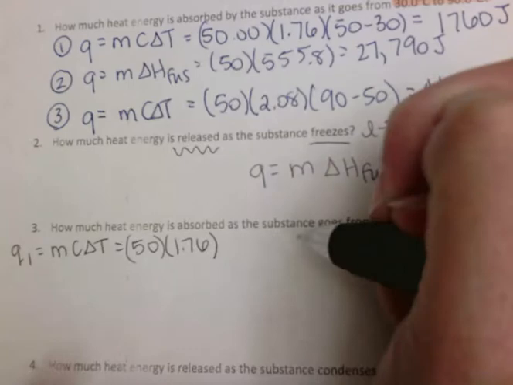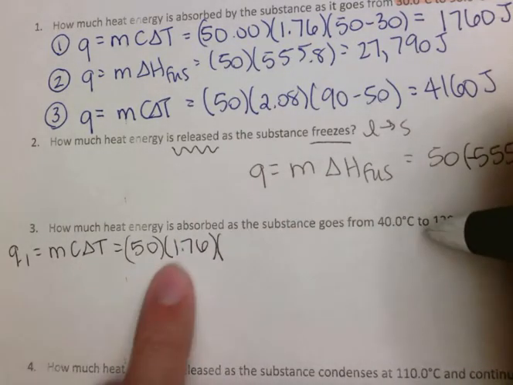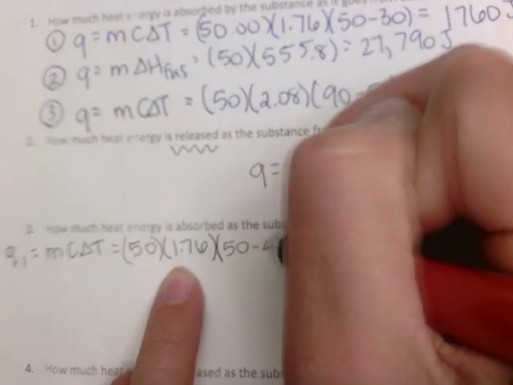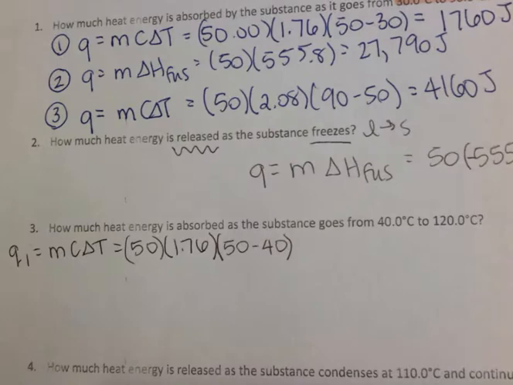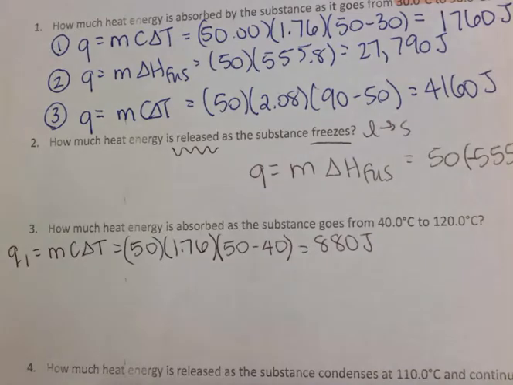And then the change in temperature, I'm starting at 40, but it's only solid until it starts to melt at 50. So this is going to be 50 minus 40. That is only a 10-degree change. So 10 times 50 times 1.76, that equals 880 joules to warm up that solid.